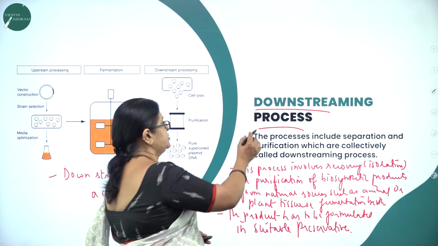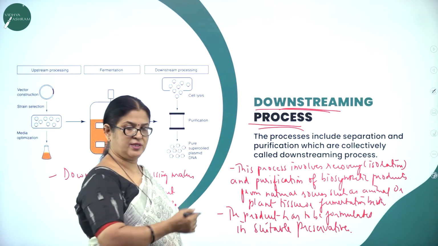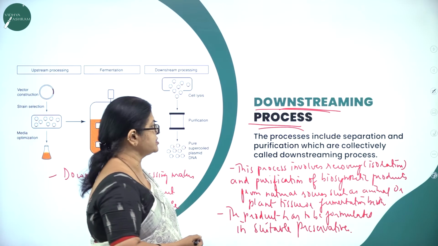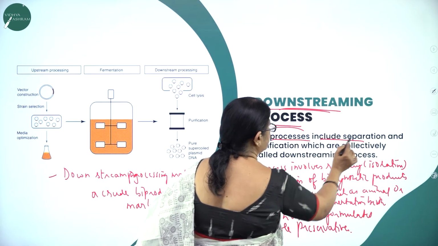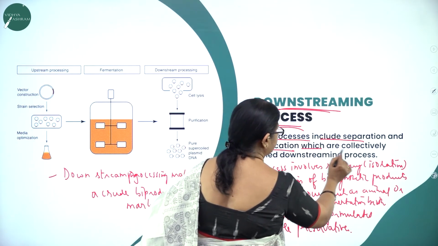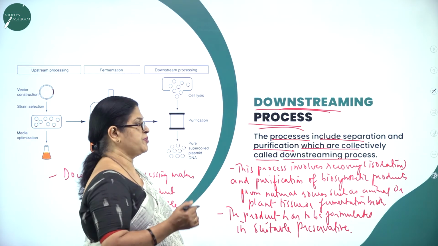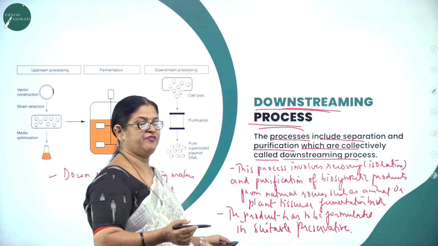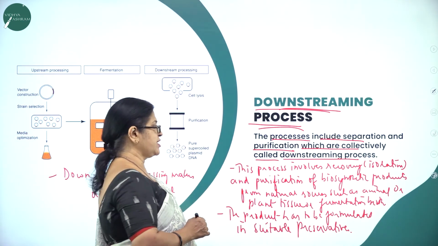Moving on to the downstreaming process, the last part of this concept in Biotechnology: Principles and Processes. So what is the downstreaming process? The processes include separation and purification, which are collectively called the downstreaming process.